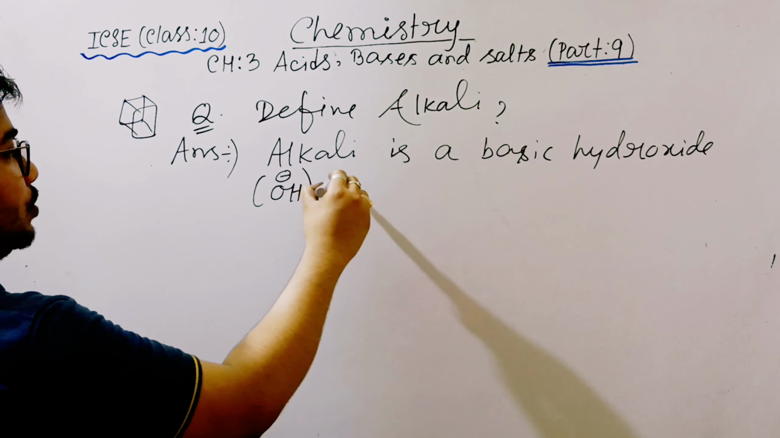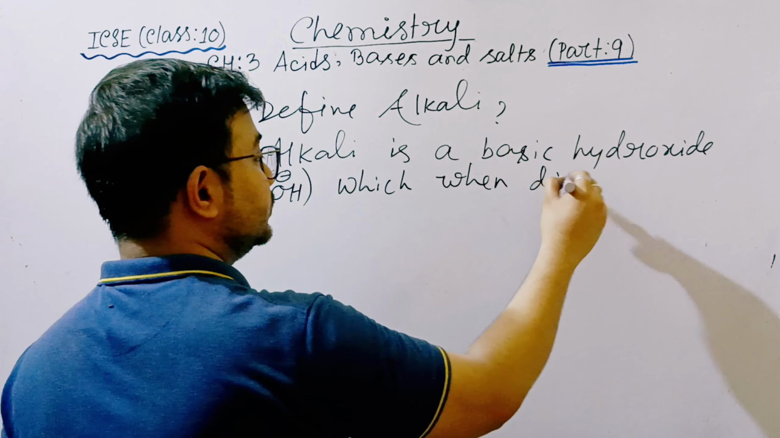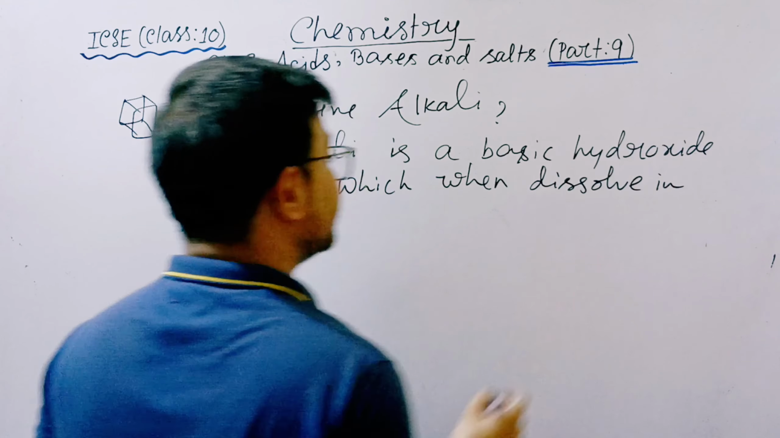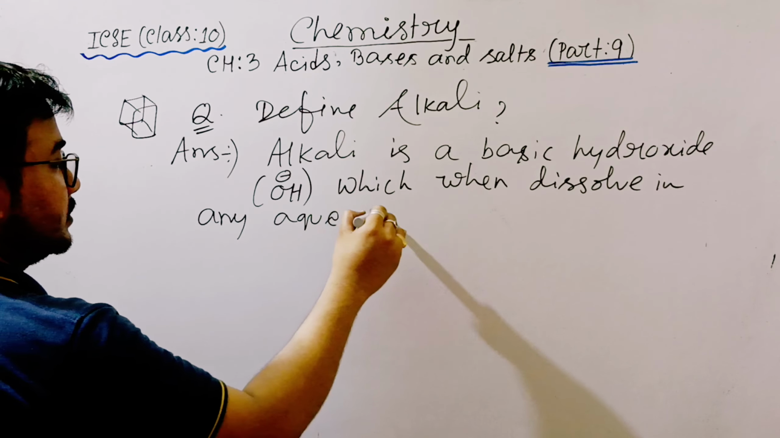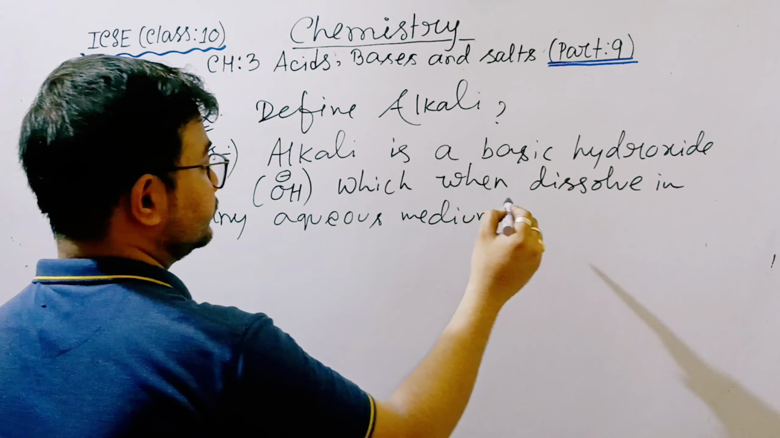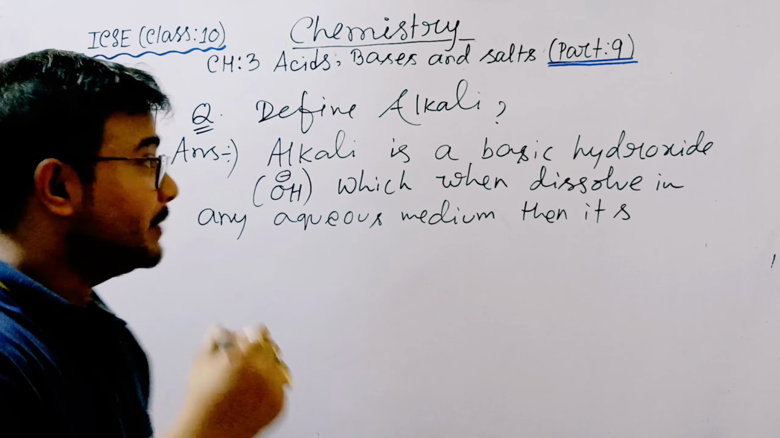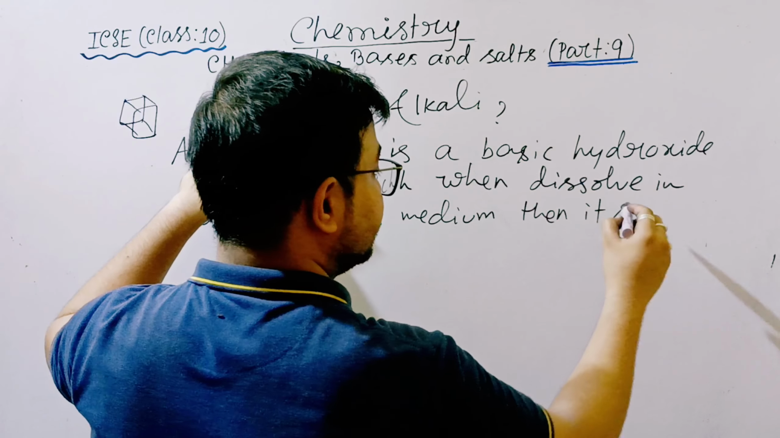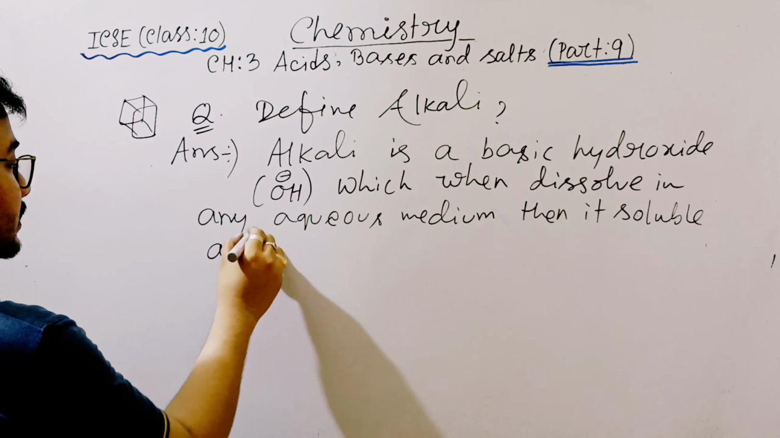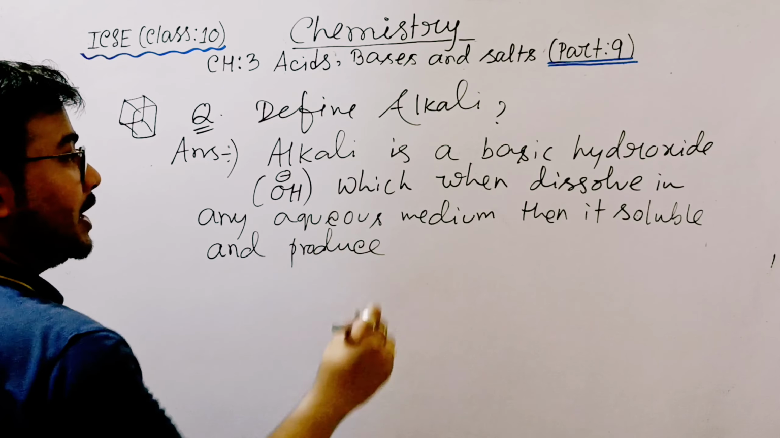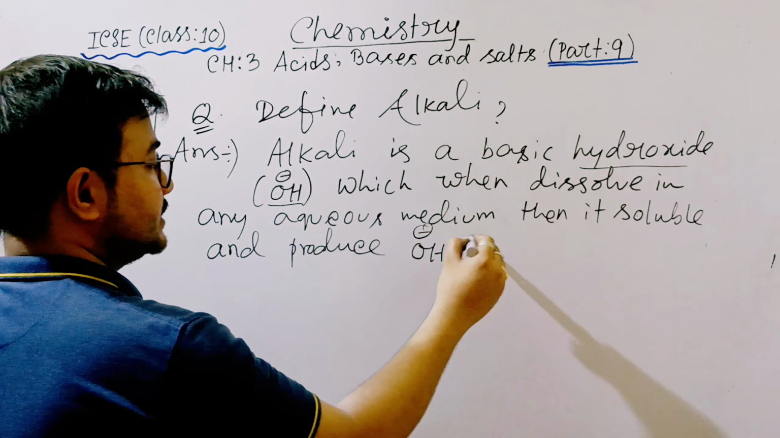Basic hydroxide which, when dissolved in any aqueous medium, then it, tell me, is it soluble or insoluble? It must be soluble, because alkali. Then it is soluble and produces what? Alkali is a basic hydroxide, so it produces OH minus ion.